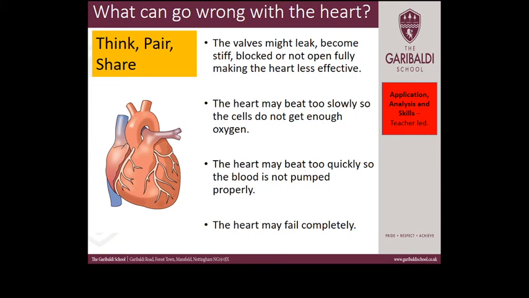The heart may beat too quickly. This is another problem. If it beats too quickly, the blood is not pumped properly. And finally, the heart may fail completely. So sometimes you have cardiac arrest, or you could have a heart attack.